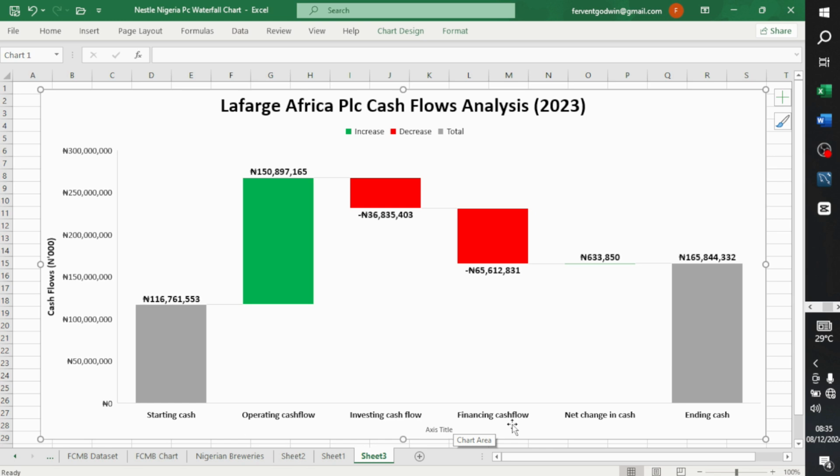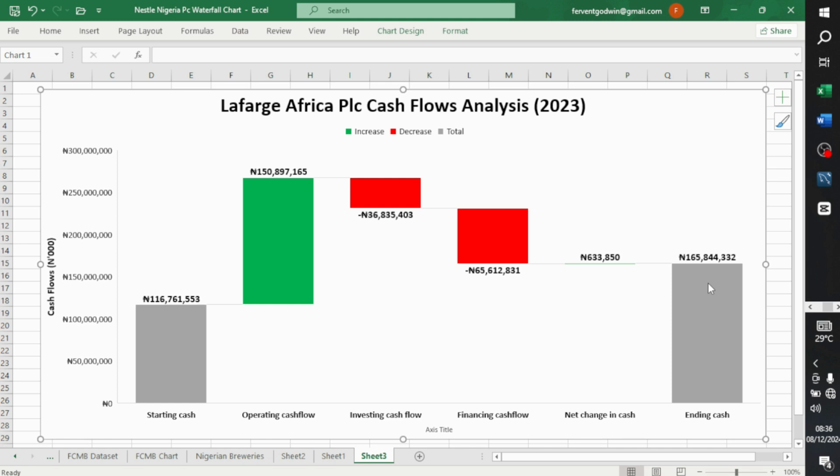Then we see here the first bar in gray is the starting cash for the year 2023. At the beginning of 2023, the cash they had at hand was 116.7 billion naira. The last bar in gray was 165.8 billion naira. It should be noted that these values are in thousands, so this is 165.8 billion naira. This was the ending cash for 2023.